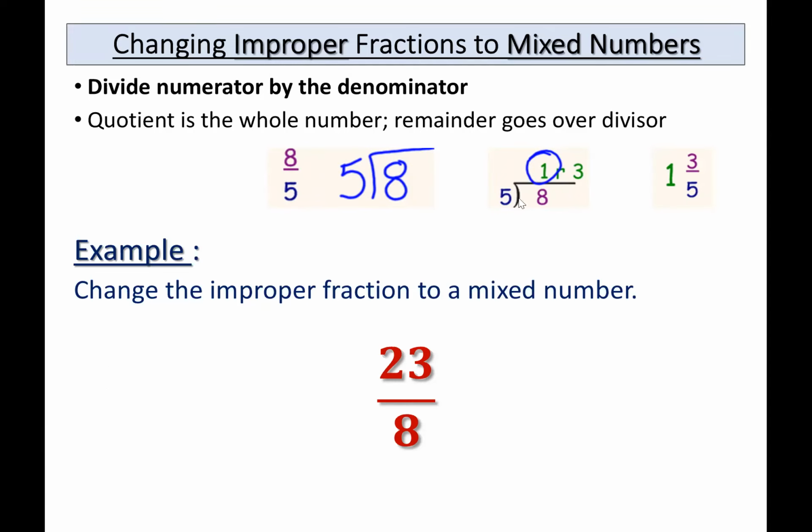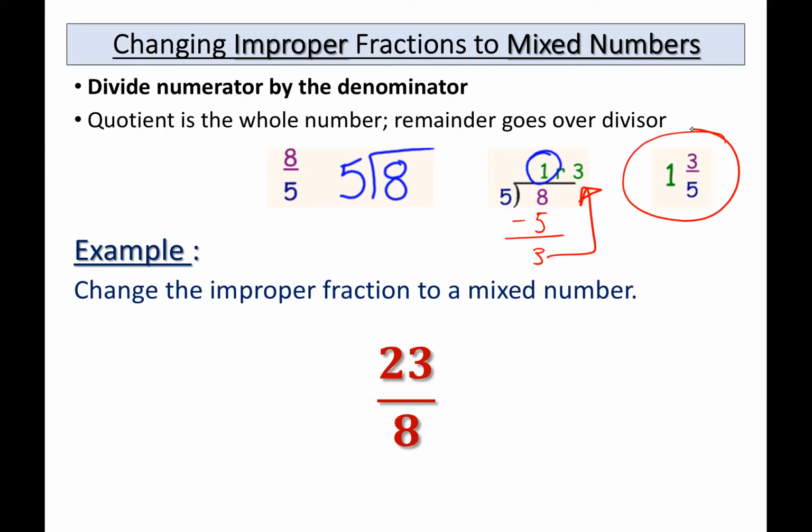1 times 5 is 5. And then when we subtract, our remainder is 3. Okay. So again, how many times does 5 go into 8? 1 time. 1 times 5 is 5. We can subtract. And then here's our remainder. So at one point in your life, you may have written 1 remainder 3. That's not what we're writing for our final answer.